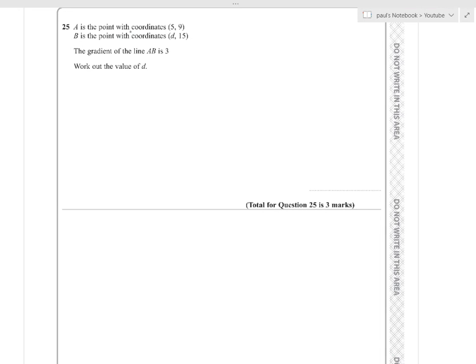Okay, A is the point with coordinates 5, 9. B is the point with coordinates D, 15. The gradient of the line is 3. Work out the value of D.